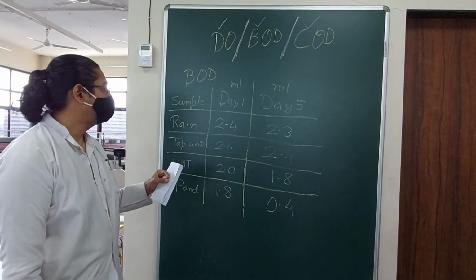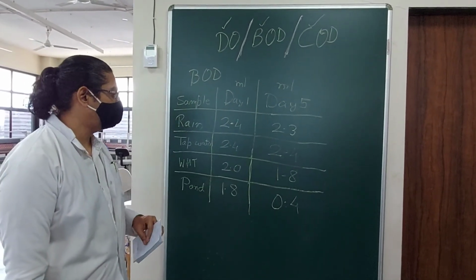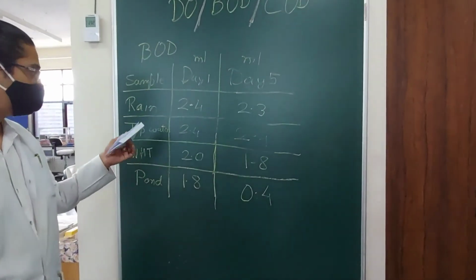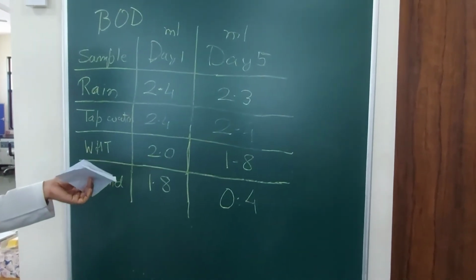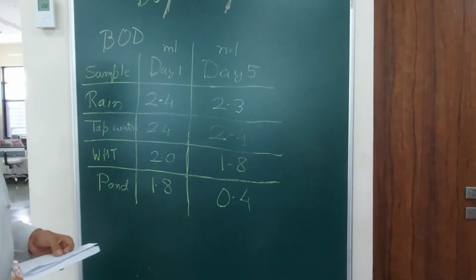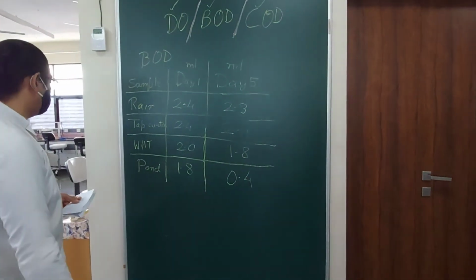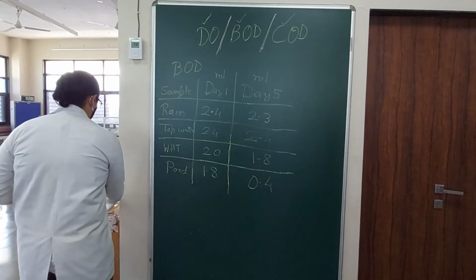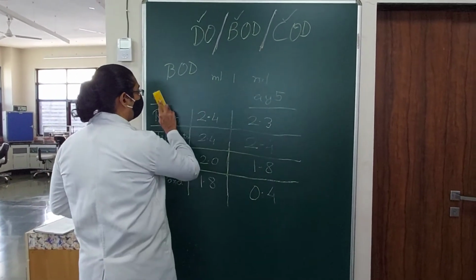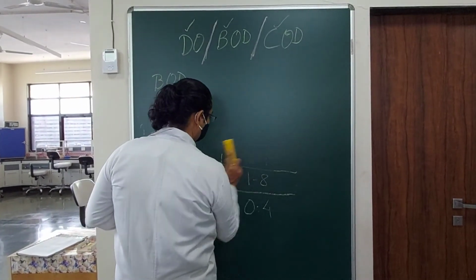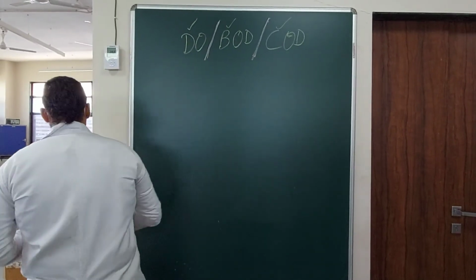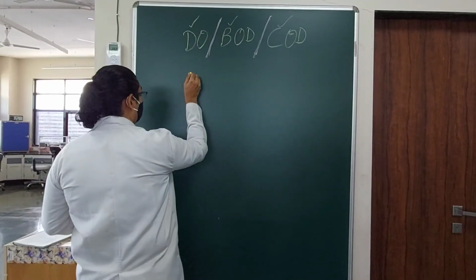At this stage, you can pause the video and note down these readings. Alternatively, you can click on the link and you will get these values available as a doc file for you. You can feed them into any plotting software you want. Now, can I write the COD values? I'll rub these BOD values out. Let's write the COD values.